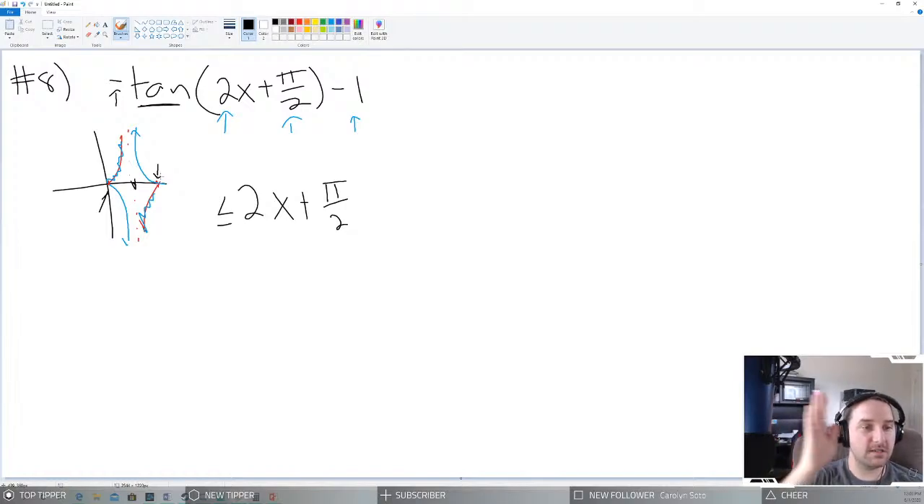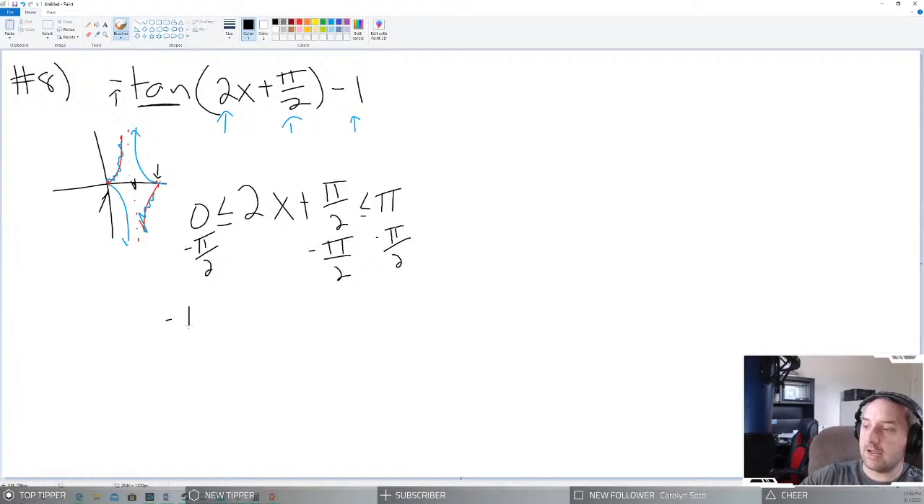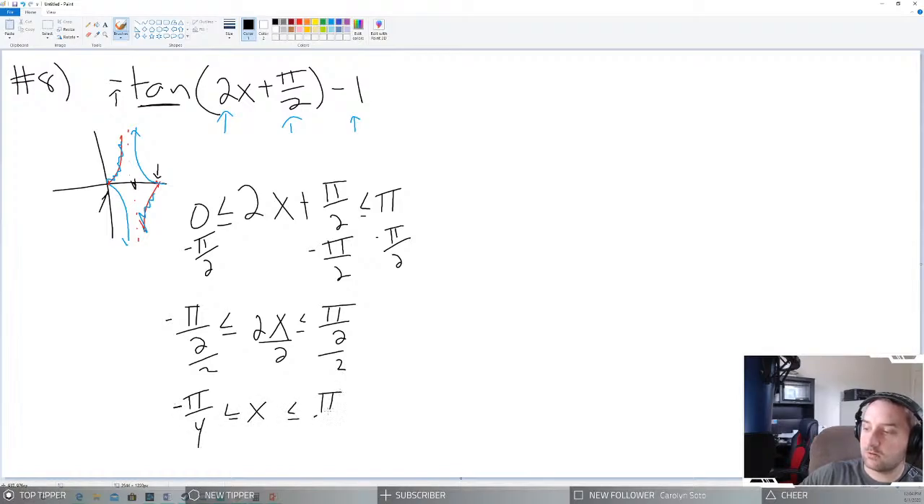I need to know what they are, because once I know where the x values are, I can place them on my graph. So we're going to take whatever's inside that tangent and put that between 0 and pi. We do 0 and pi because it's tangent. So we subtract pi halves from everything. I get negative pi halves is less than or equal to 2x, which is less than or equal to pi halves. Then we divide everything by 2, so I get negative pi fourths is less than or equal to x, which is less than or equal to pi fourths.